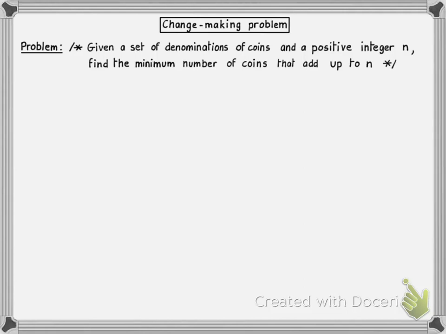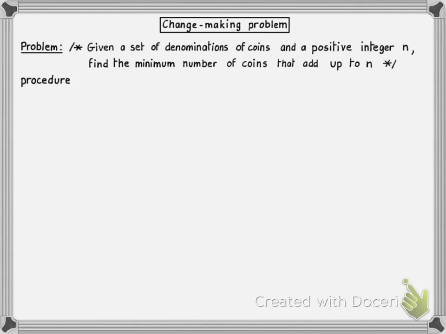You're given an amount n of cents, say, and a set of coins you're allowed to use. For example, quarters, nickels, dimes, and pennies. And the question is, finding the minimum number of coins that add up to the amount n. So the answer to this problem will be a procedure, that is, an algorithm that does not return anything.